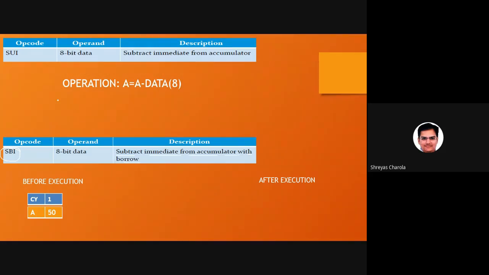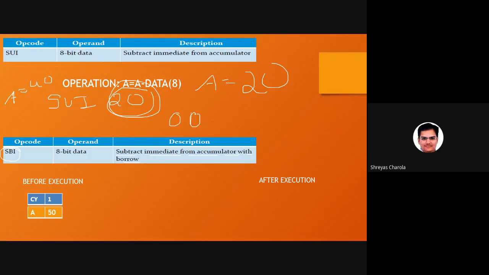Let's first consider SUI. Let the accumulator be 40, and if I write SUI 20, what should be the answer in the accumulator? 20. Very good. So directly. This is a user-defined number. You can write any number from 00 to FF. You can take any number, if it is hexadecimal only.